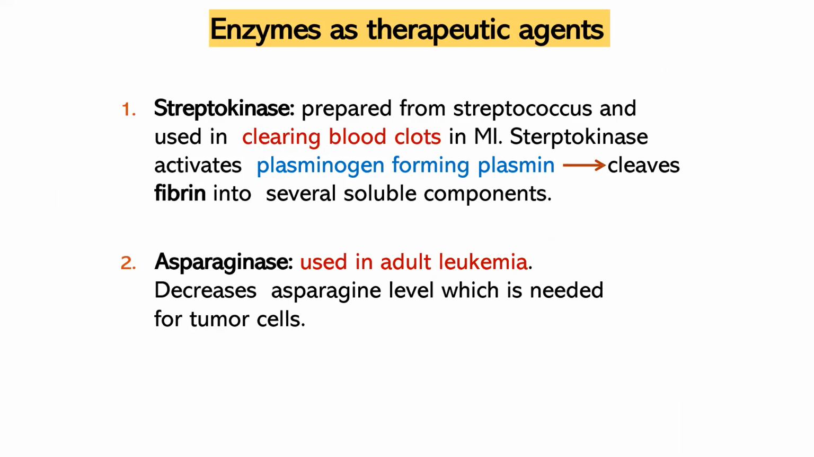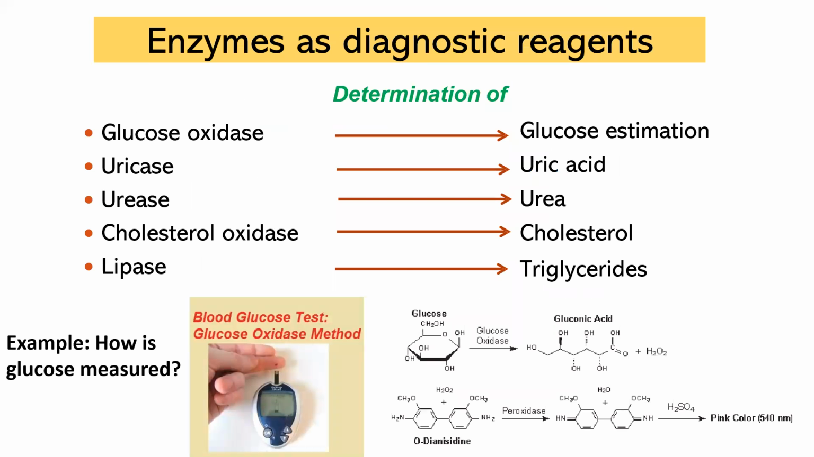Enzymes can also be used for curing, like clearing blood clots. They cleave the fiber-like material so that blood clots can be cleared up, because clotting usually involves some kind of fiber formation. Then asparaginase, used in adult leukemia, decreases the asparagine level, which is needed for tumor cells. So these are the different enzymes used for different things.